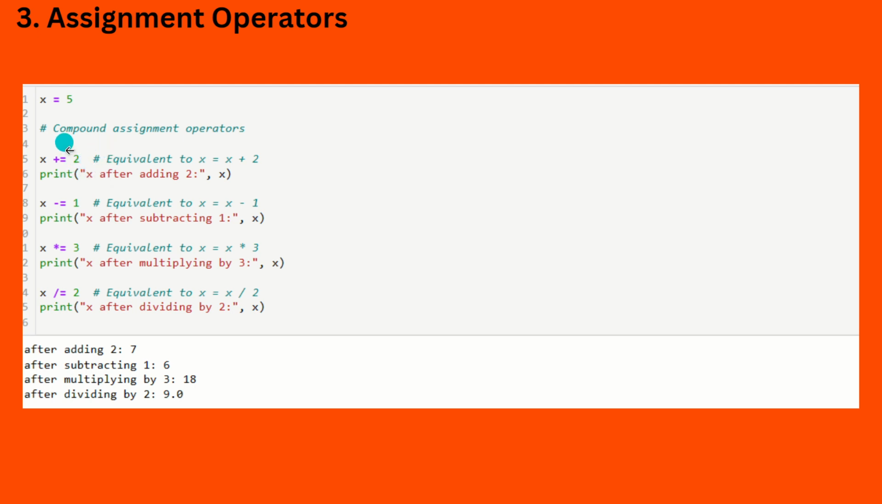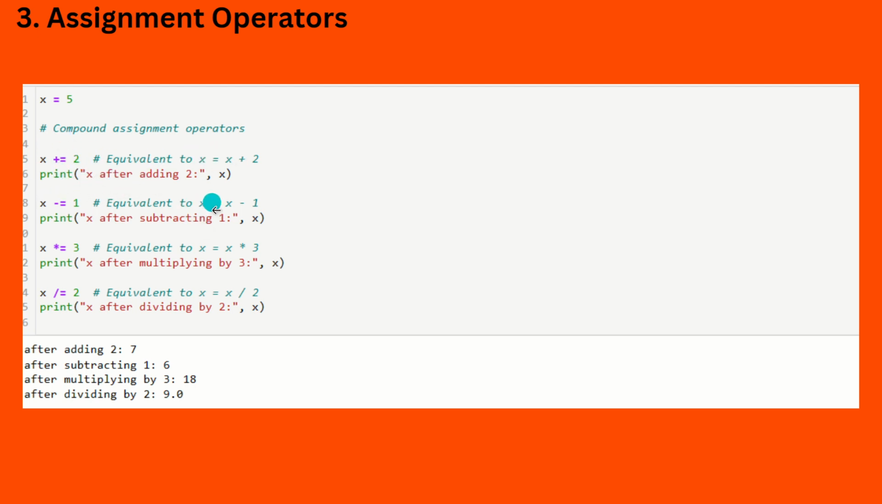Next. Assignment operators. The assignment operators used are compound assignment operators. I have shown the examples here. I have taken a variable x, assigned it the value 5. Now, look here, plus symbol followed by equal to, which is x equals x plus 2. x equals x plus 2 is written in short as x plus equal to 2. Both are correct. Done.